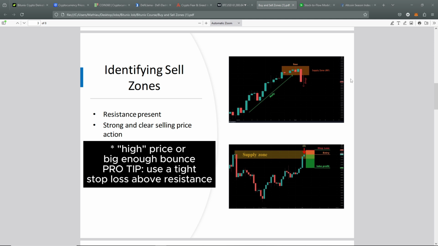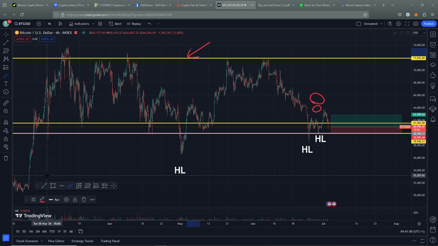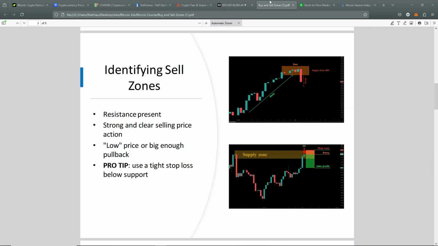Let's talk a little bit about identifying sell zones. Really, it's the same thing, but just in reverse, right? So we're going to want to spot clear resistance, right? There should be strong and clear selling price action. And of course, here we want to spot a high price. Sorry for the typo, or a high enough move higher, right? So if we're trading this on this horizontal resistance line right over here, we would want a high price. Like I said, it would be any of these peaks that we had over here, right? These would all be good areas to potentially enter a short and or sell, right?